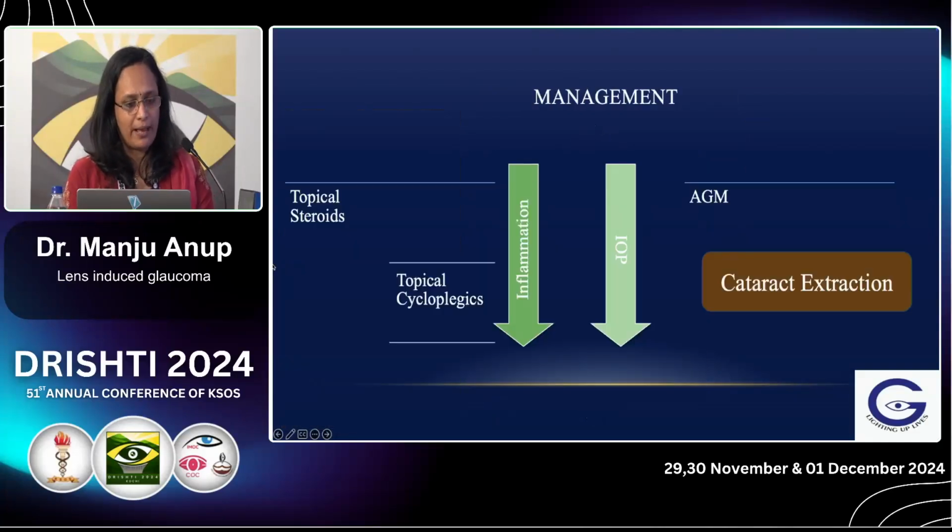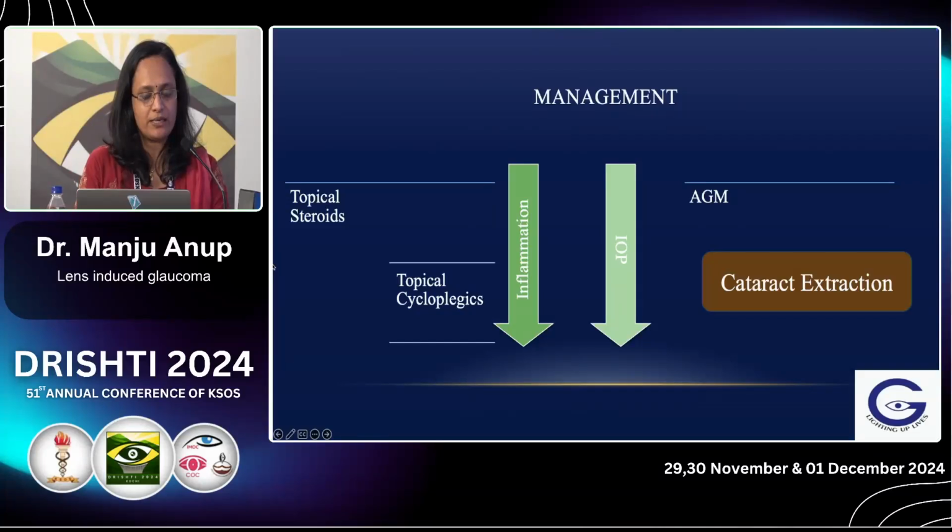Coming to the management, the initial management is to control the inflammation and intraocular pressure, for which you have to give topical steroids, topical cycloplegics and anti-glaucoma medications. You might have to give systemic anti-glaucoma medications also. Cataract extraction is the definitive treatment. It may be with or without IOL. You may end up putting a CTR also.